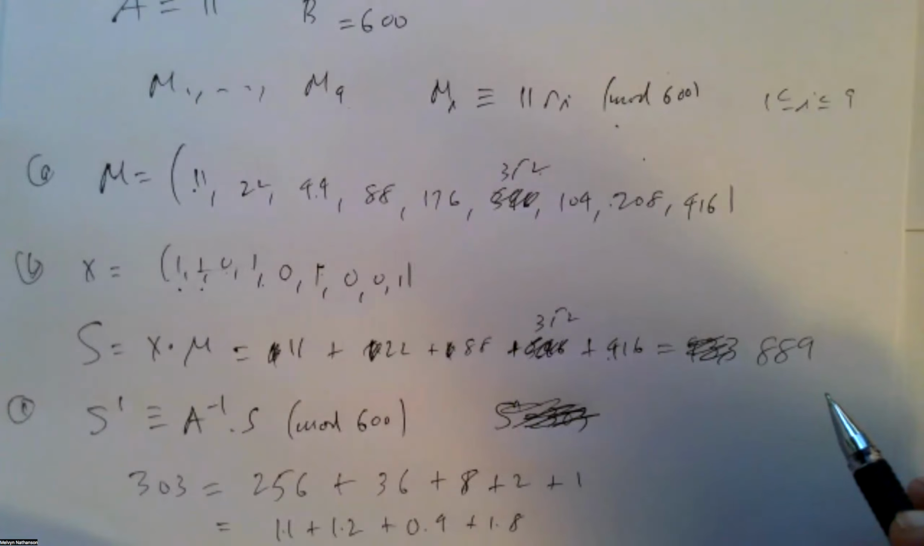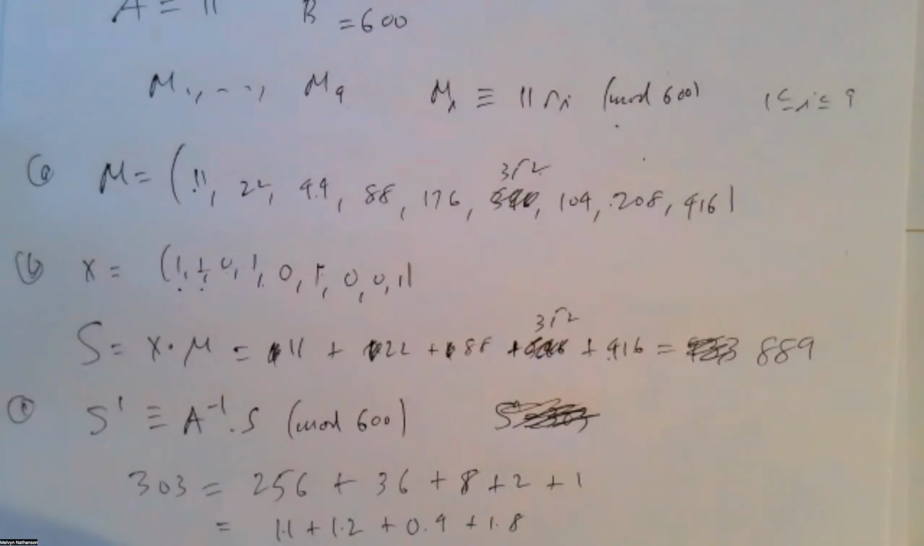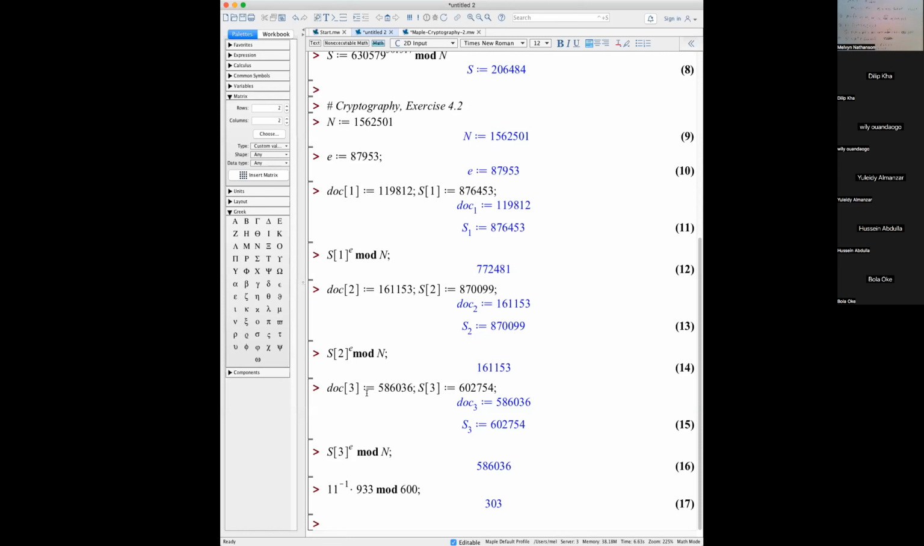889. So I want to calculate. Let me go back to my Maple. I need to do this correctly. This is 11 inverse times not 983, but 889. And that is 299. Yep, now it's good. Okay.